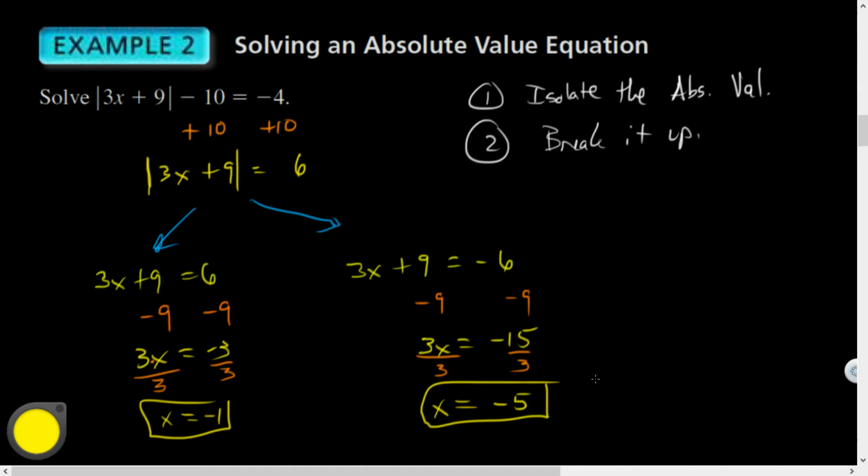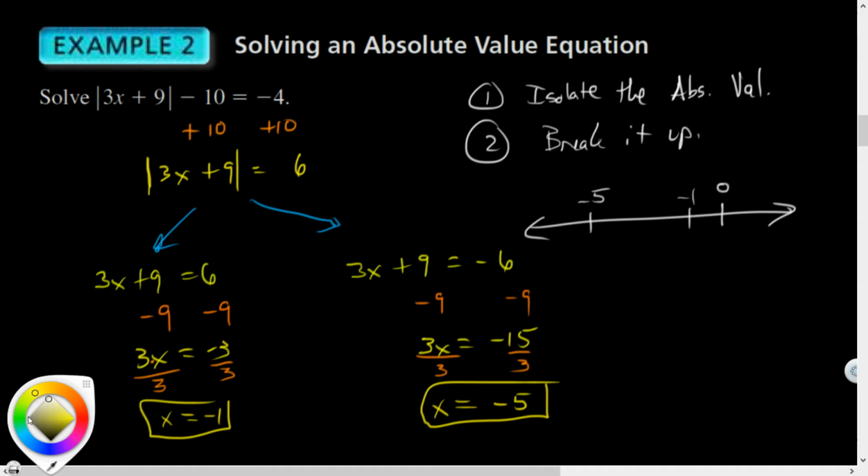-5. All right, so 2 solutions, and that's what they look like. Let's plot those on a number line. I'm going to have 0, -1, and -5, something like that. And let's plot some points. So one of mine is at -5, the other one is at -1.